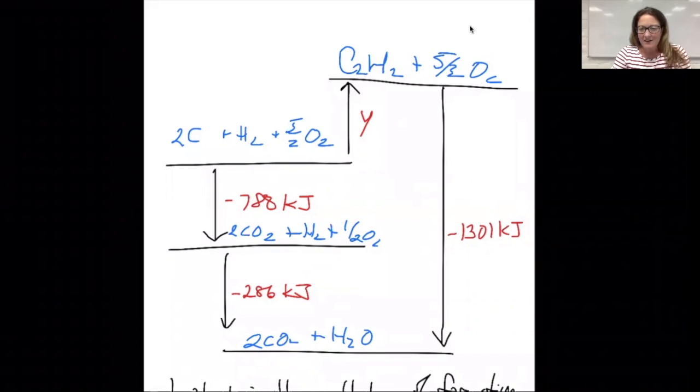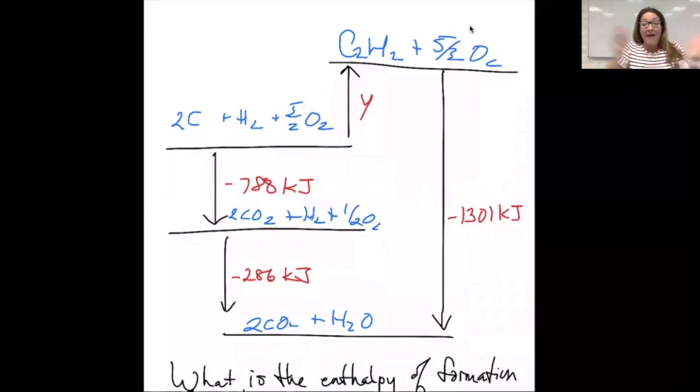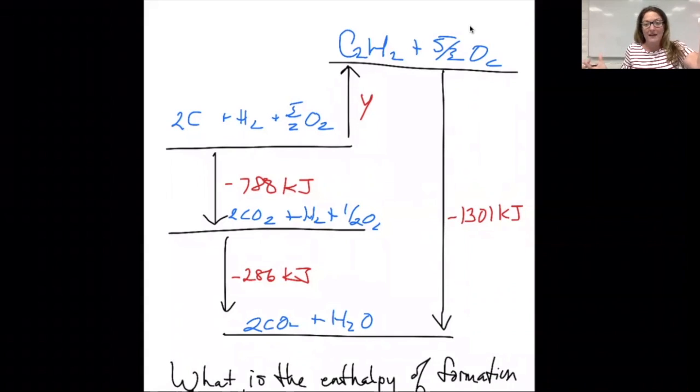Enthalpy cycles are a slightly strange application of Hess's law. Remember, Hess's law tells us that the path doesn't matter, but our beginning point, our reactants, and our end point, the products, is what matters when we're determining delta H reaction.